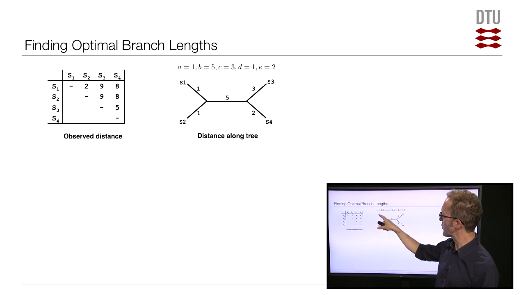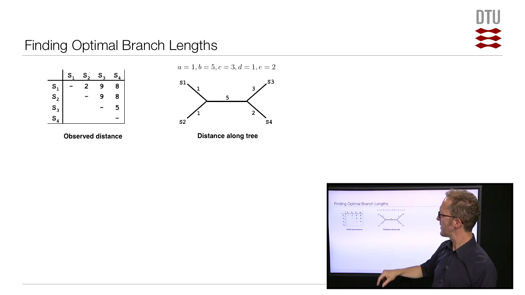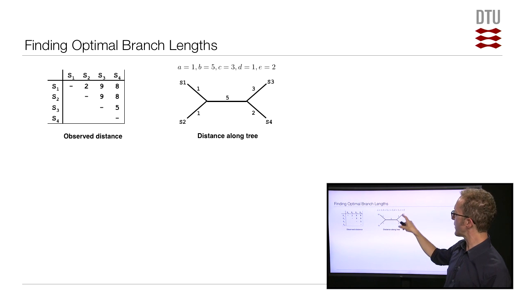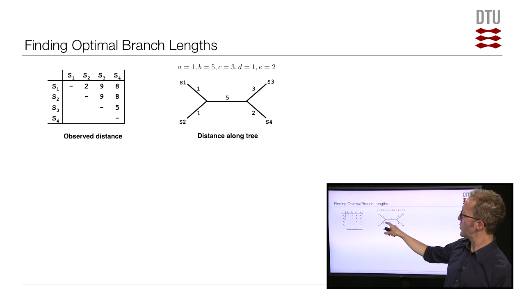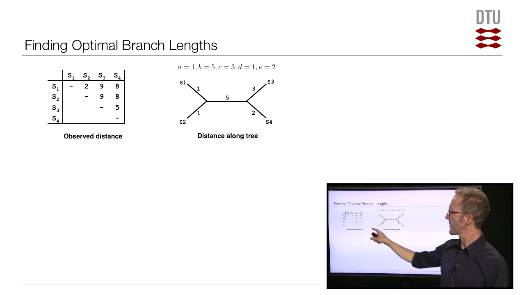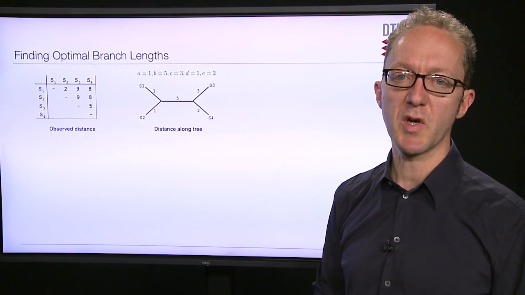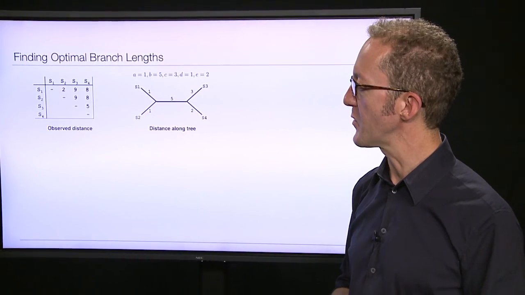The distance from 1 to 2 is 1 plus 1. That's 2, just like we had in the original distance matrix. From 1 to 3, it's 1 plus 5 plus 3, that's 9. That also fits. 1 to 4 is 1 plus 5 plus 2, that's 8. 2 to 3, 1 plus 5 plus 3, that's 9. 2 to 4, 1 plus 5 plus 2, that's 8. And finally, 3 to 4 is 3 plus 2, that's 5. So in this particular case, using the analytical apparatus here, we have found the best set of branch lengths, which in this case, it turns out actually solved the problem exactly. This would give us a Q of 0, the absolute smallest possible value of Q.